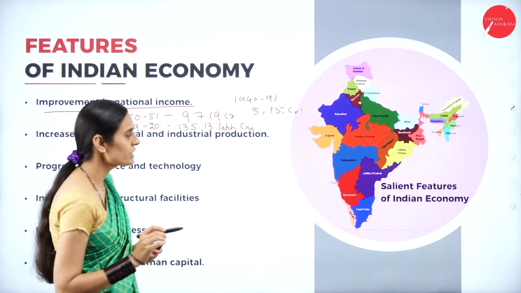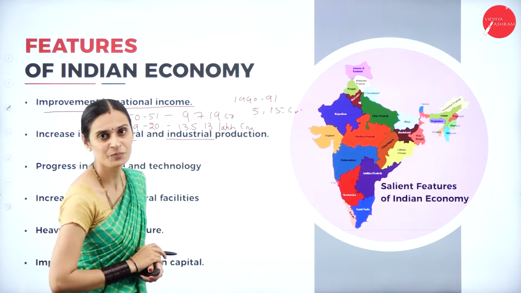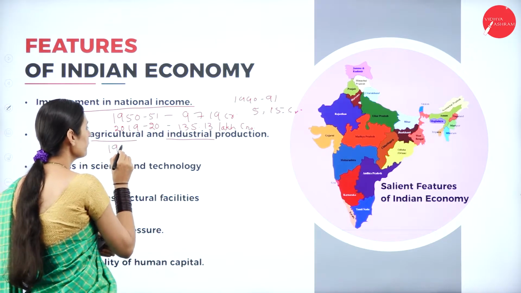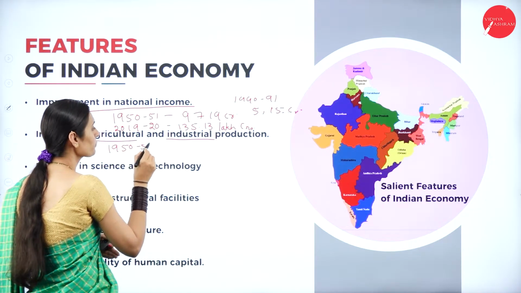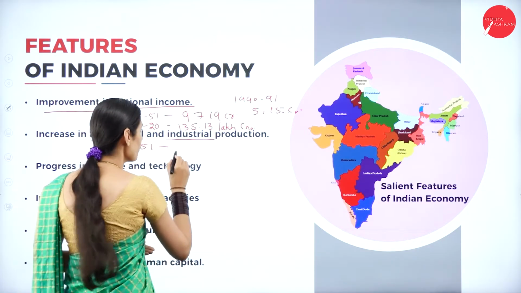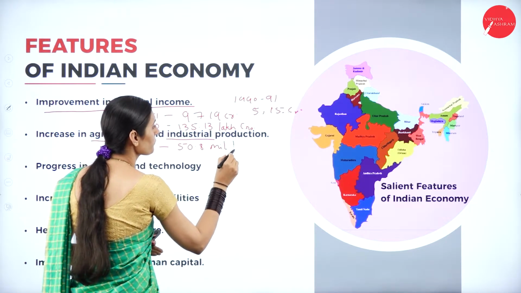And the second feature, increase in agriculture and industrial production. Comparing the data, in 1950 to 51, our agriculture production, total food grain production, was 50.8 million tons.